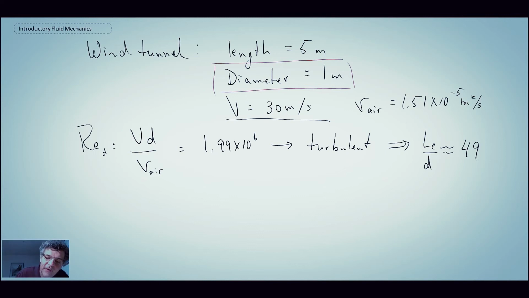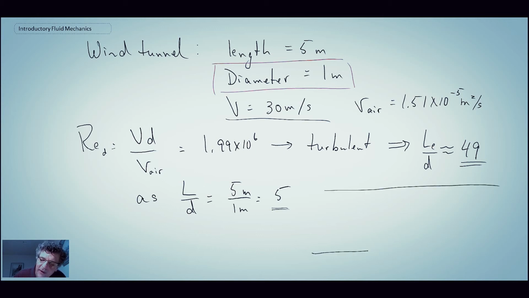And when we look at this particular problem, we have L over D for the wind tunnel is 5 meters divided by 1 meter. So L over D is 5. And if it takes 49 diameters for that potential core to collapse, we can safely assume that our model is probably in pretty good air. So we would have something like this. The boundary layer is slowly growing. We'd have to get all the way to 49 diameters to get to the point where that potential core would collapse.